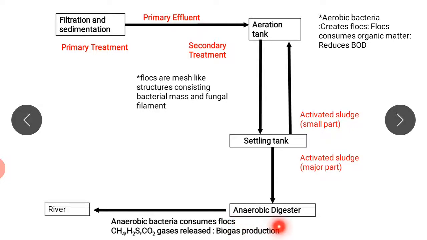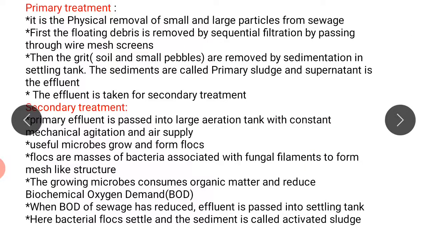And here the major outcome of this treatment is used for biogas production. Okay, next, that complete procedure is written, that physical removal that we have discussed. Then floating materials are removed by passing it through screens. Then grit, that is a tank where soil or small pebbles are collected by controlling the velocity of the polluted water. Okay, then primary sludge is created and the portion above the sludge is effluent.